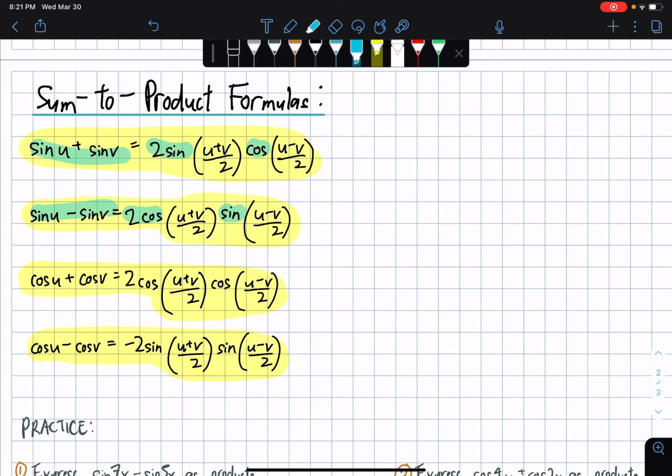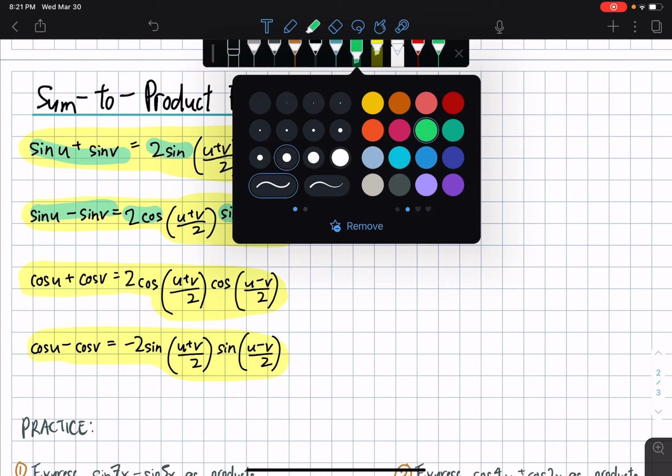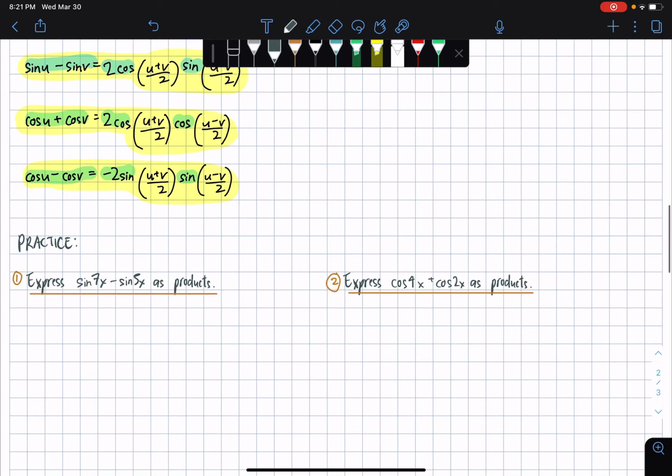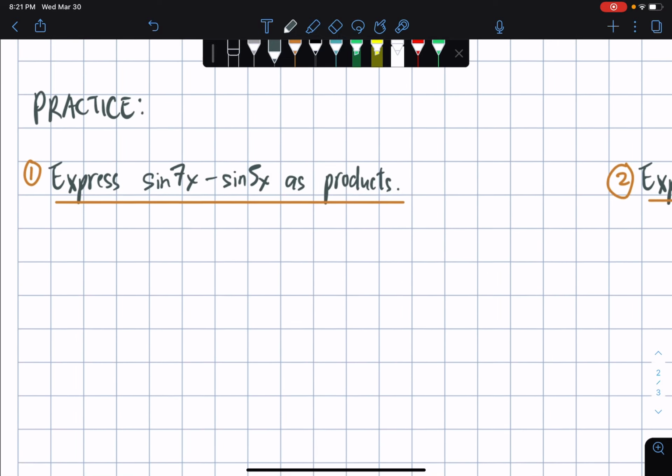The only thing that you have to take note of in order to differentiate one formula from another: cos u plus cos v, 2 cos cos. Cos u minus cos v is negative 2 sine sine. So you might want to take note of that. Let's move on to solving practice question 1.